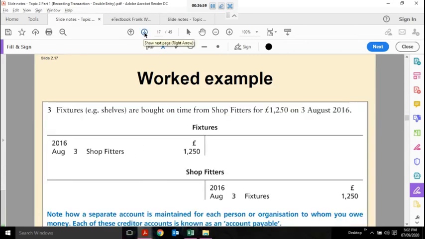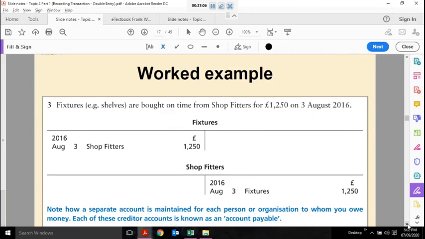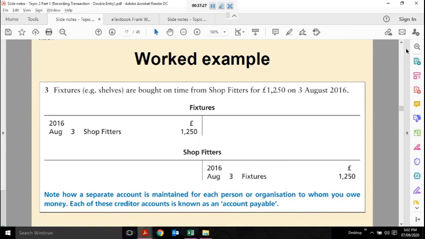Next, fixtures. For example, shelves are bought on time from shop fitters for 1,250 on 3rd August. Now fixtures. As I mentioned just now, fixtures and fittings can be the decoration of your office, drawings, paintings. So you bought this. Remember last week when I highlighted that the form of settlement, or mode of payment, can be cash, bank, or pay later? Pay later is also known as on time.